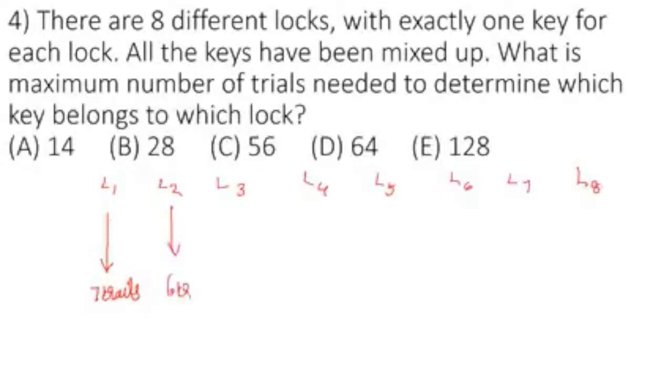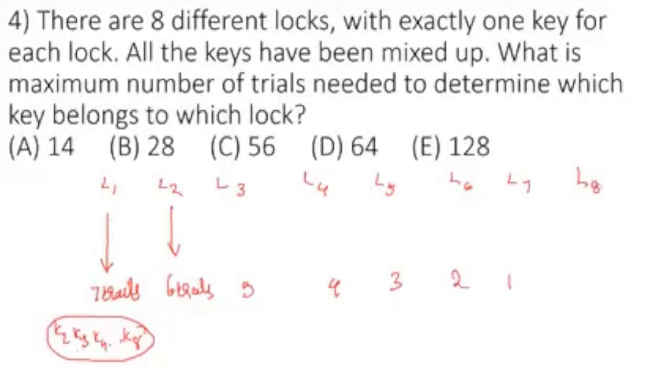It can be K2, K3, K4, and so on up to K8; these are the maximum number of trials I am trying. If 7 trials are done and I am not opening, it means the 8th key is the confirmed key. So 7 trials, 6 trials, 5 trials, and so on, 4, 3, 2, 1, and the last key will be confirmed for the next lock.